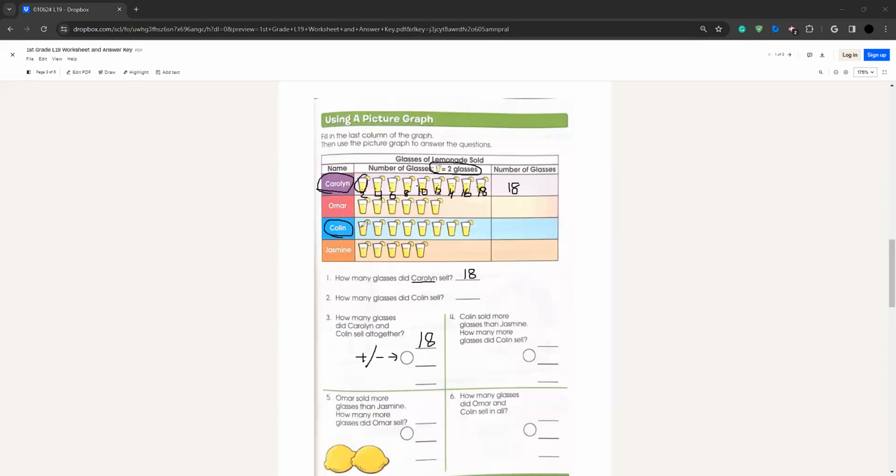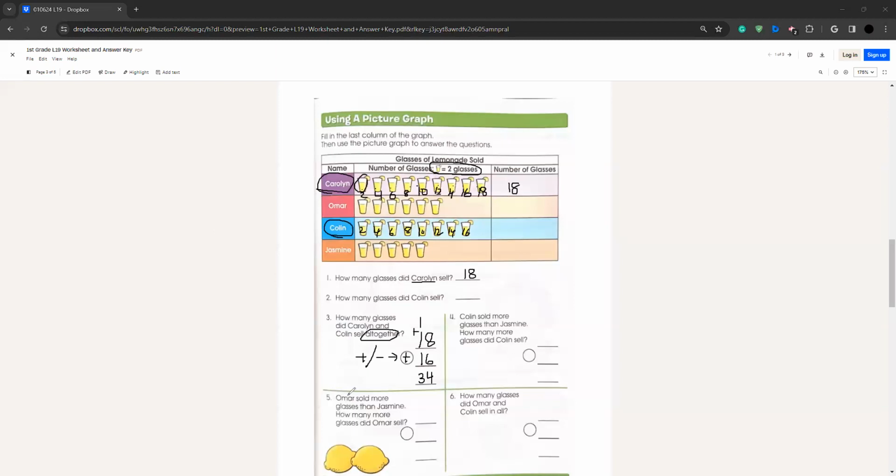And we do count again. So 2, 4, 6, 8, 10, 12, 14, 16. If we're trying to find all together, we need to add. And Colin sold 16. So we do 18 plus 16. Let's look at our ones place. We have 8 plus 6. 8 plus 6, we know that's 14. So we put a 4, and we carry over the 1, and we add 1 plus 1 plus 1. That's 3. So our answer is 34.